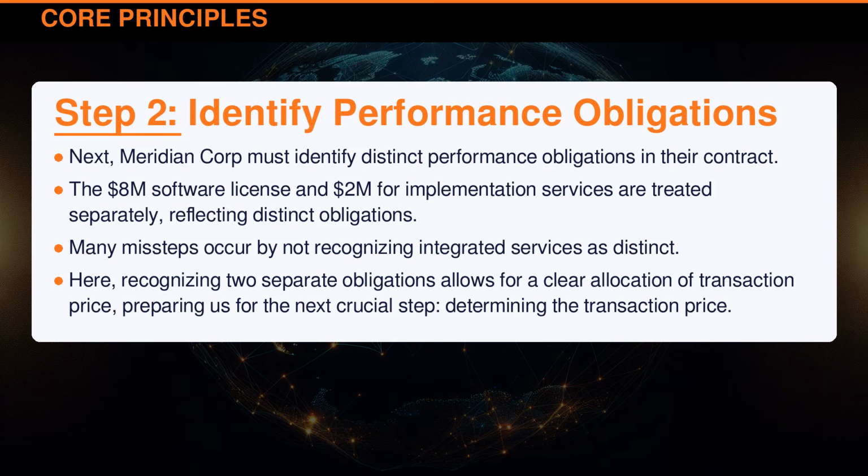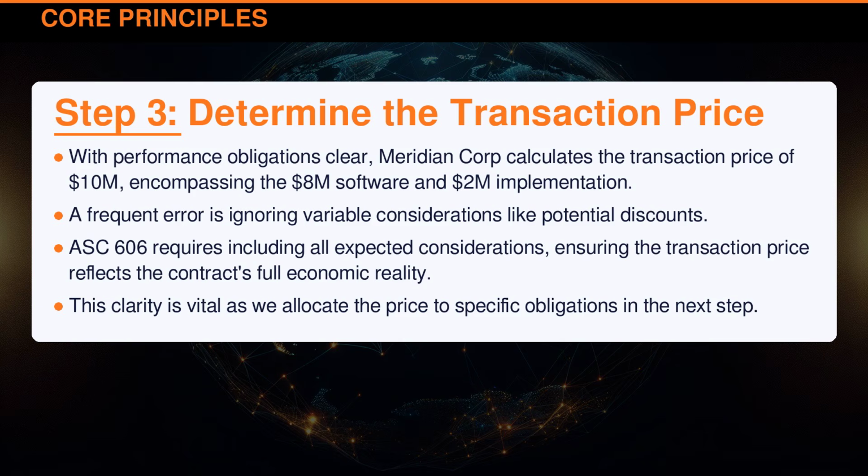determining the transaction price. With performance obligations clear, Meridian Corporation calculates the transaction price of $10 million, encompassing the $8 million software and $2 million implementation. A frequent error is ignoring variable considerations like potential discounts. ASC 606 requires including all expected considerations, ensuring the transaction price reflects the contract's full economic reality. This clarity is vital as we allocate the price to specific obligations in the next step.